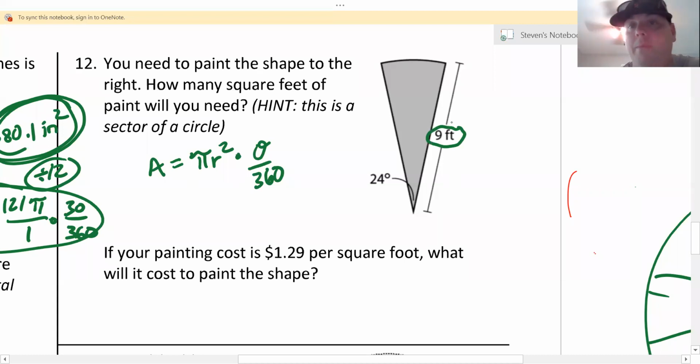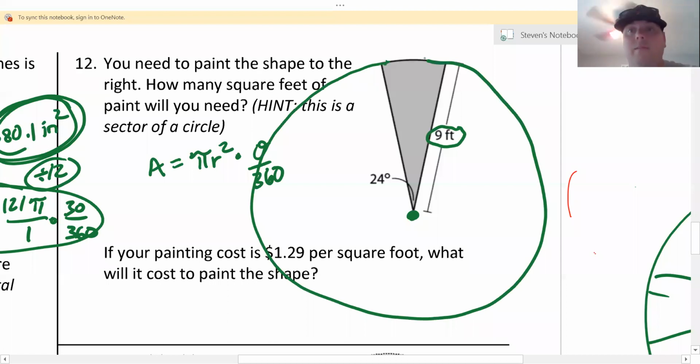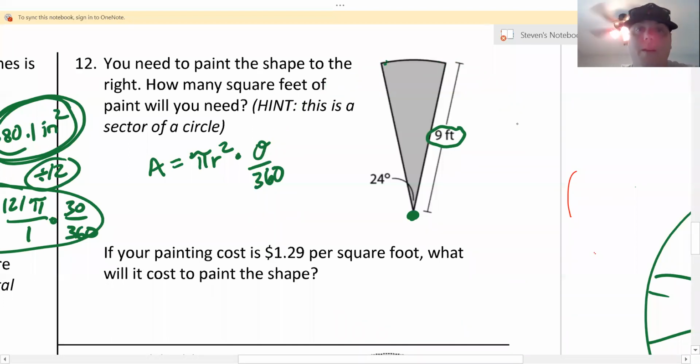That's not the diameter, because remember this point right here down here at the bottom, you have to imagine that as being the center of the circle. Let me kind of draw it for you. Can you imagine if the circle looked like that? Hopefully you can see what I mean, right? So that 9 is not the diameter, it's the radius. Let me get rid of that.